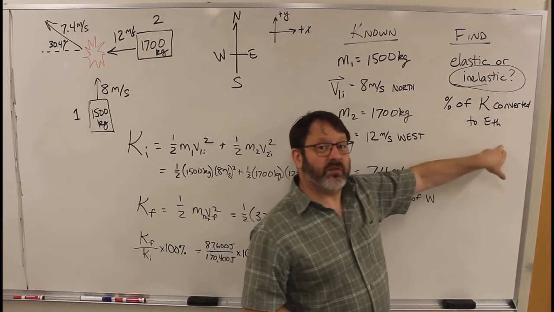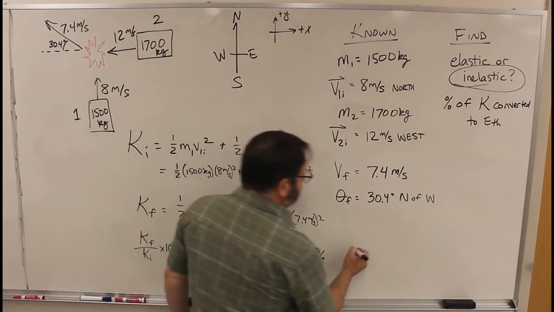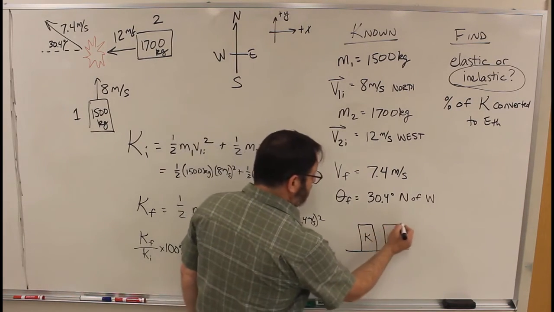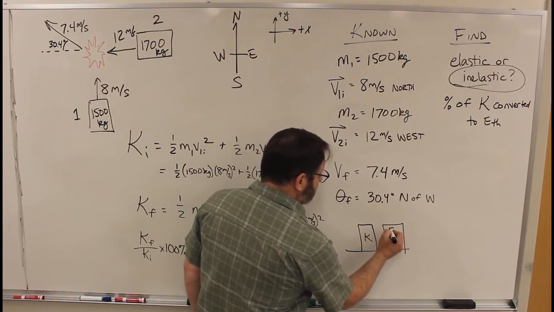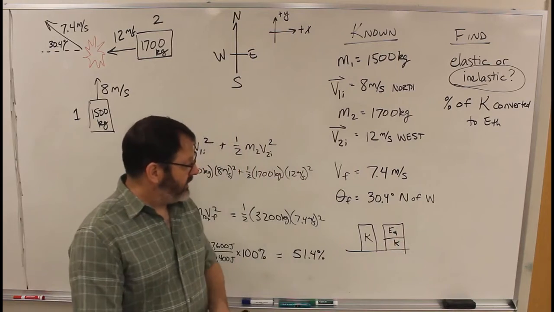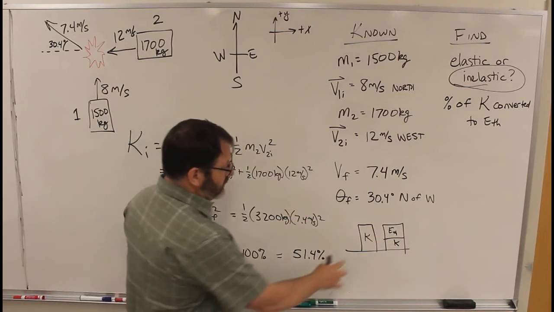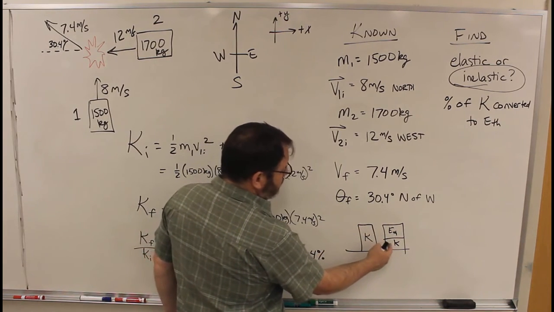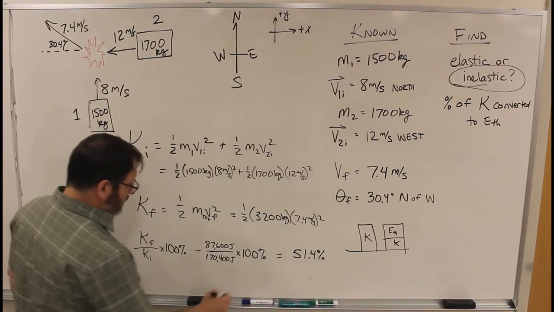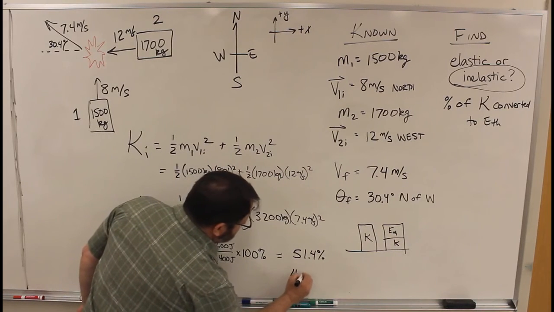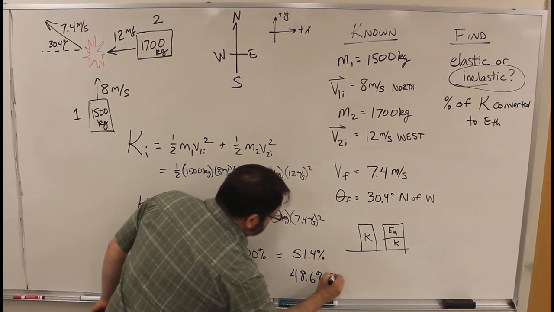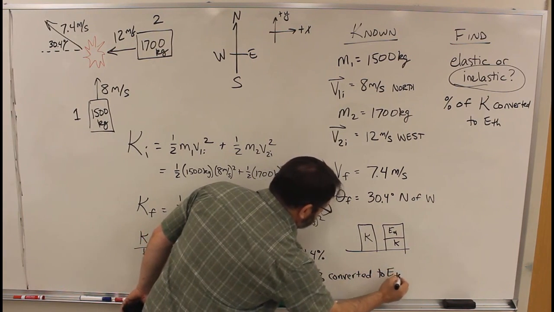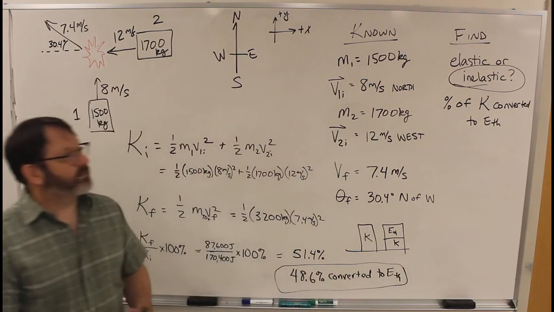We're looking for how much was converted to thermal. So if we consider an energy bar graph, at the beginning it's all kinetic. At the end, the only things there are kinetic and thermal. So whatever this kinetic was here, initial kinetic minus the final kinetic, has to give us E thermal. So that means E thermal should be 48.6%. So there's our answer.